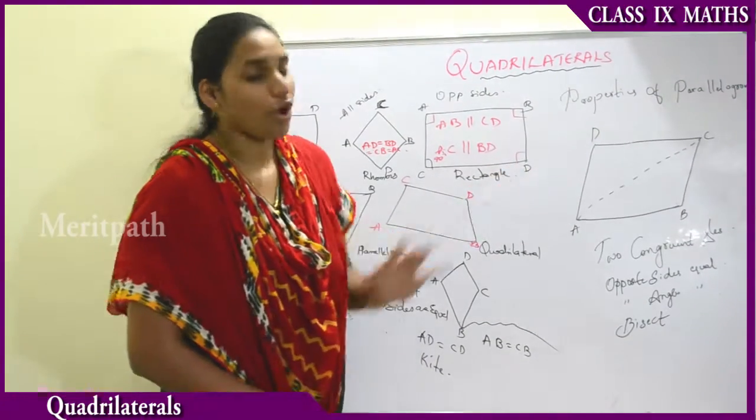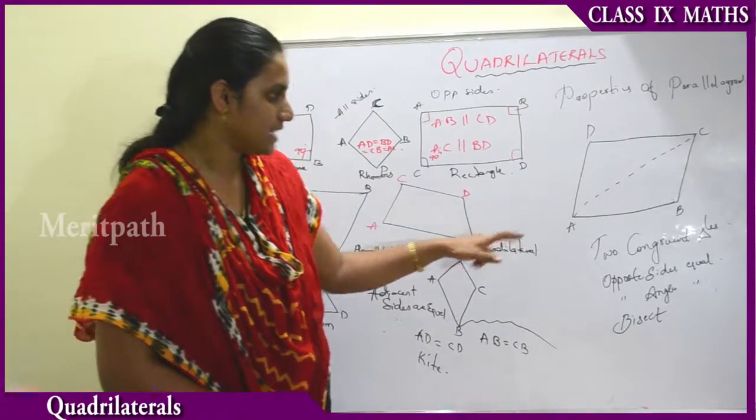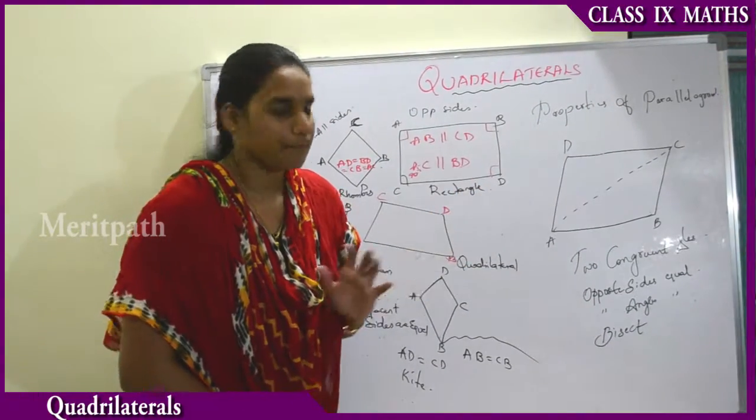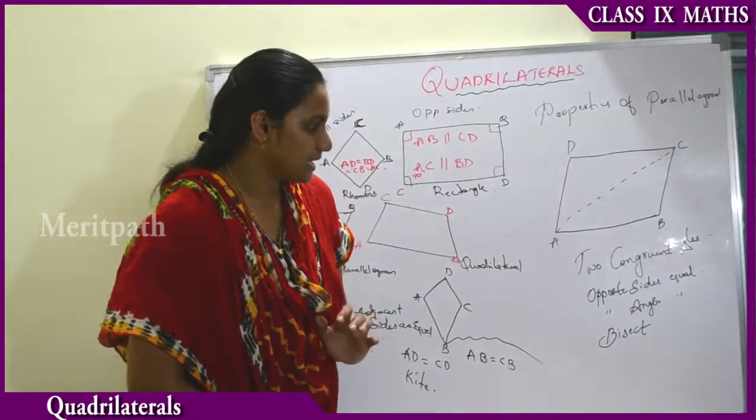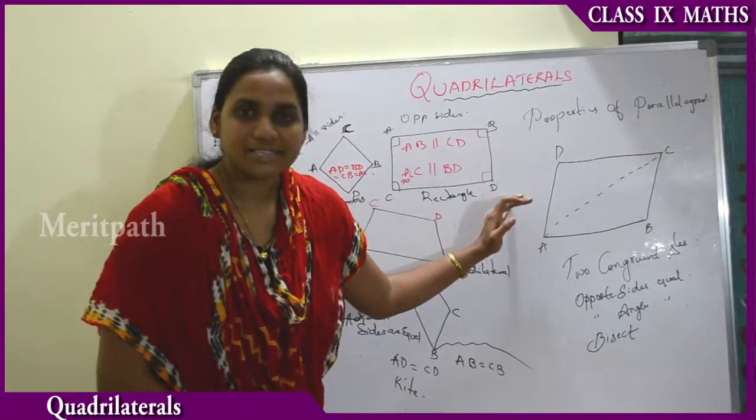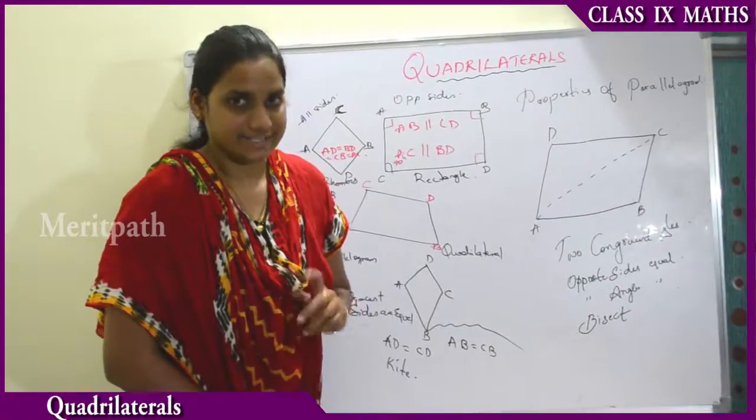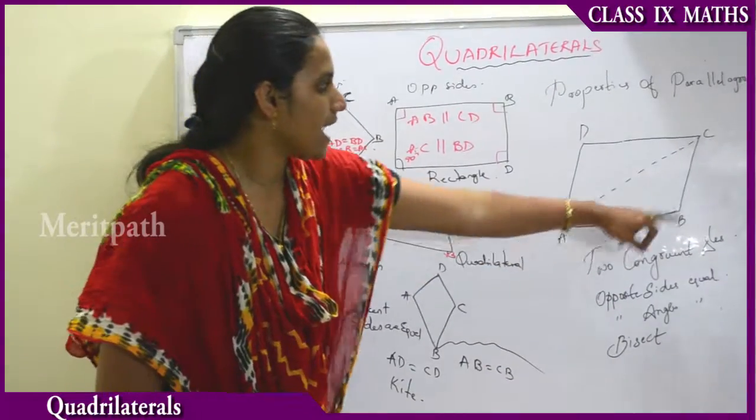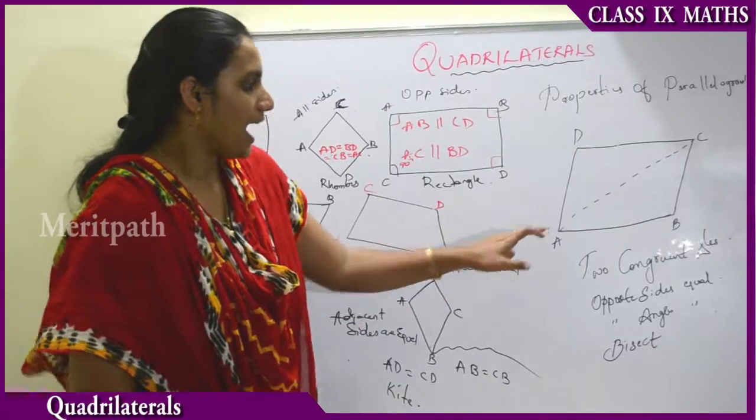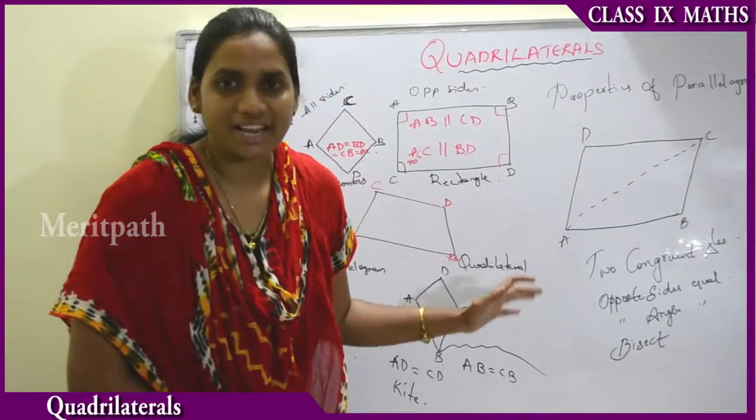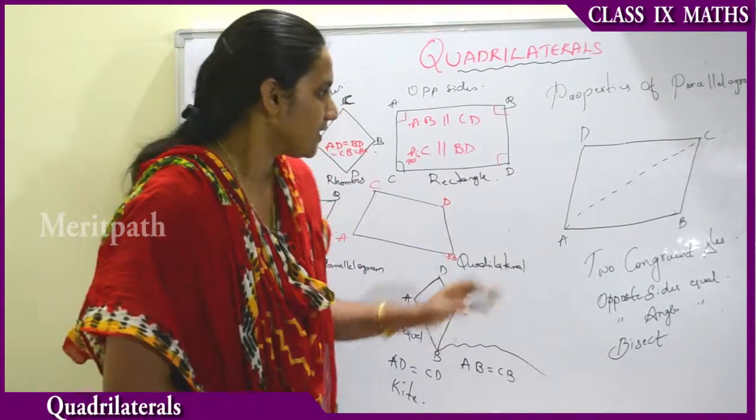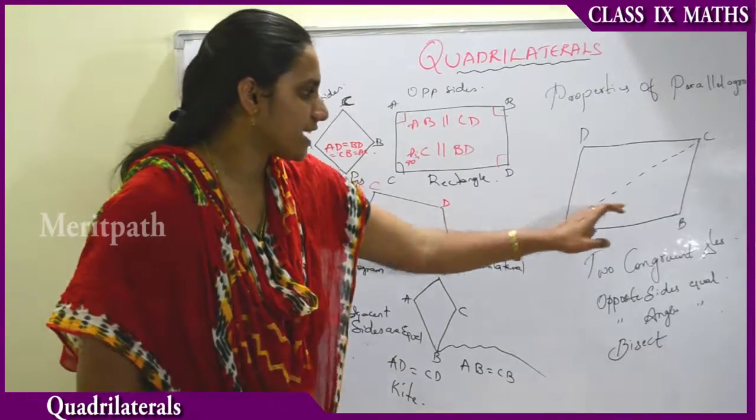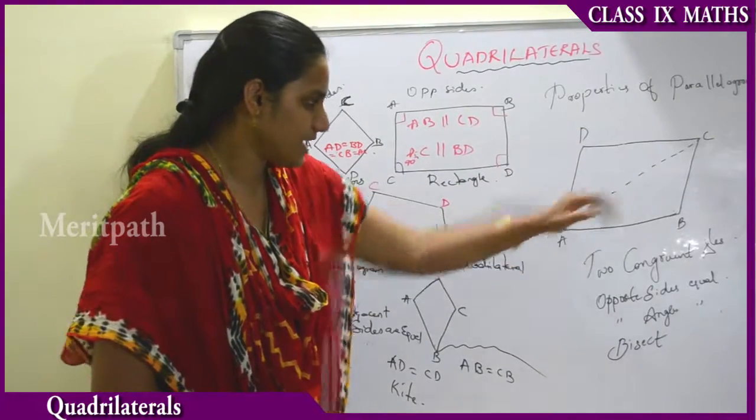And let us see the properties of a parallelogram. The first important property of a parallelogram is that a parallelogram consists of two congruent triangles. Let us take one parallelogram as shown in the figure, where A, B, C, D are the vertices and AC is the diagonal which is dividing the quadrilateral into two equal parts, that is, the first triangle and the second triangle, ADC and ABC.